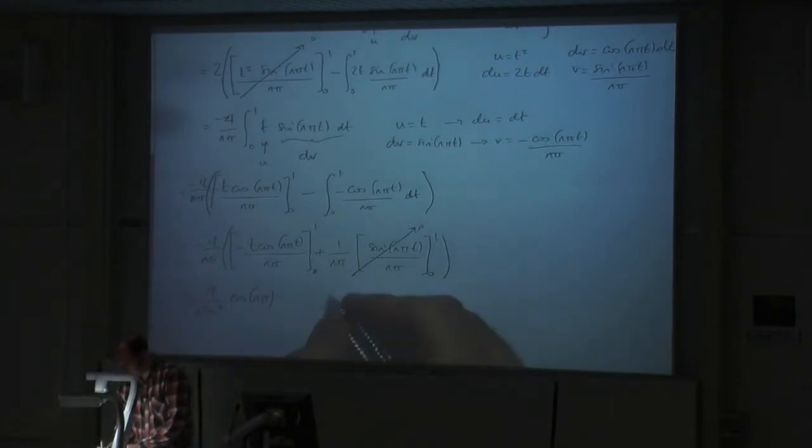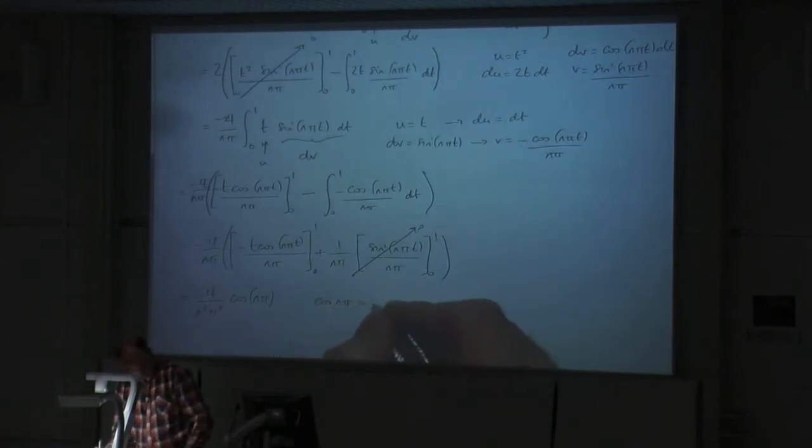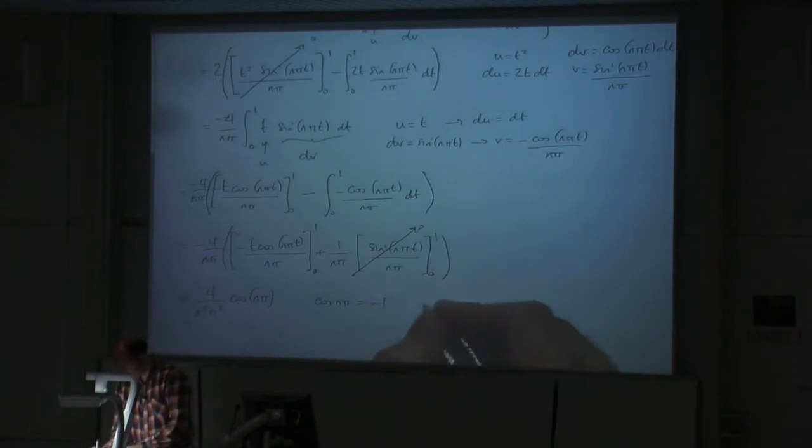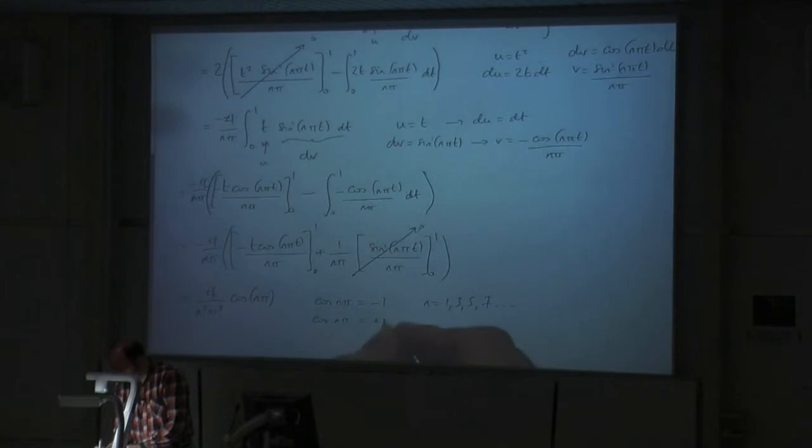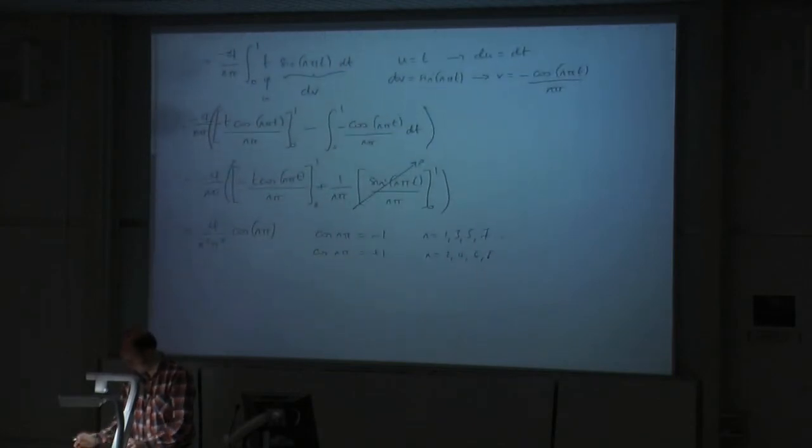So what does this equal? Well, cosine n pi equals minus 1 when n is 1, 3, 5, 7 and so on. And cosine of n pi is plus 1 when n is 2, 4, 6, 8 and so on. Does everybody agree?